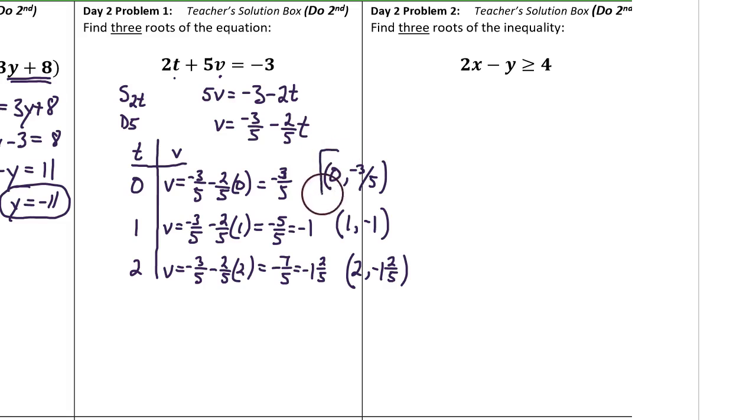Here are 3 roots of the equation. I don't know if they're the same roots that you got. They would only be the same if you chose 0, 1, and 2 for your values of t.